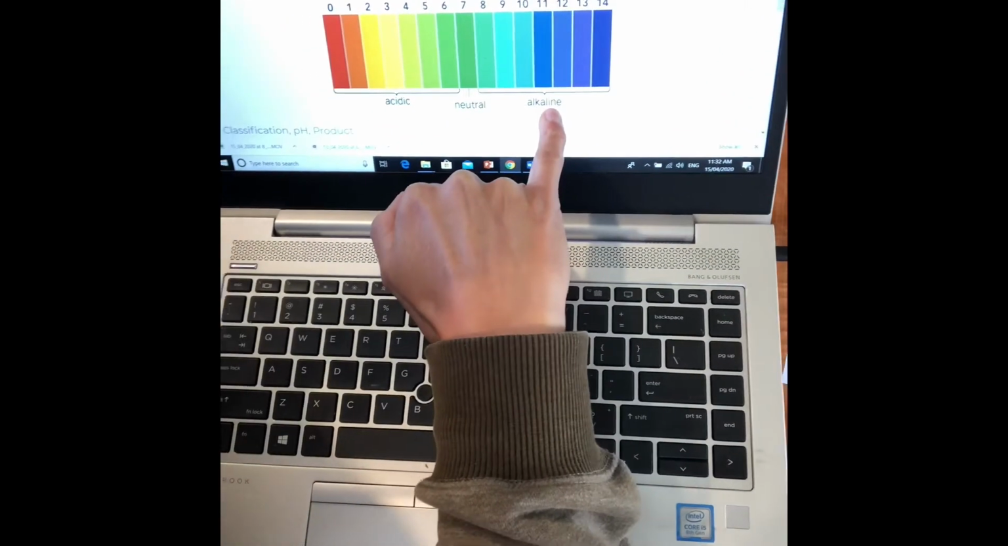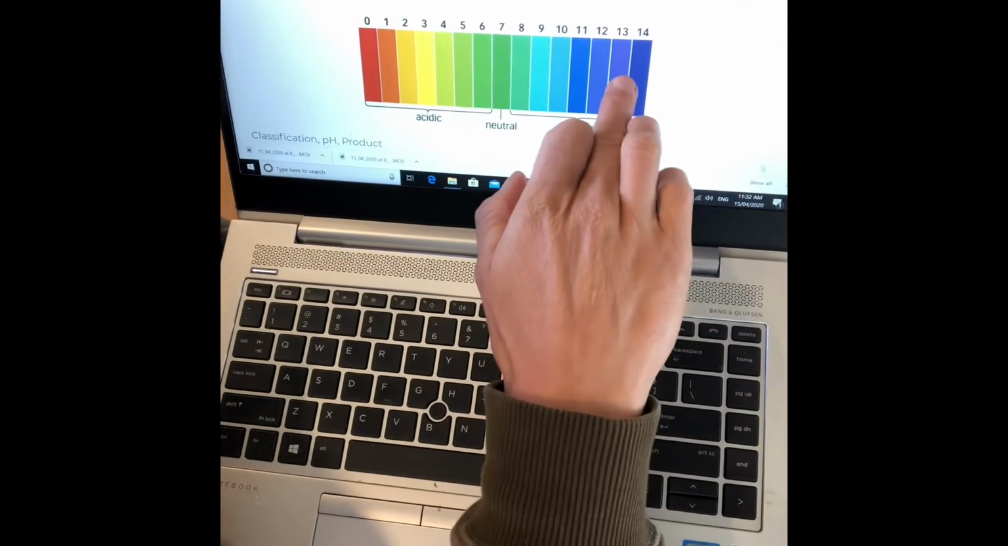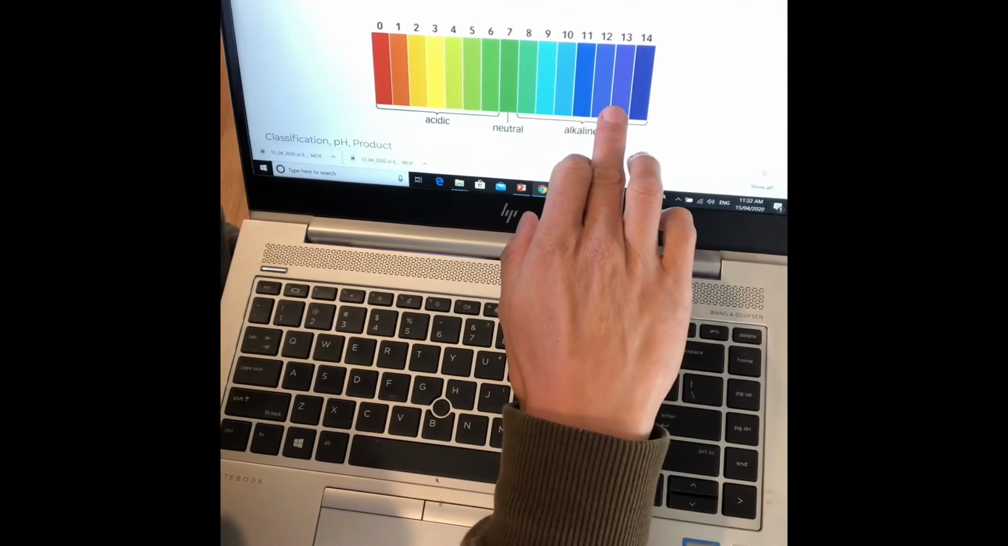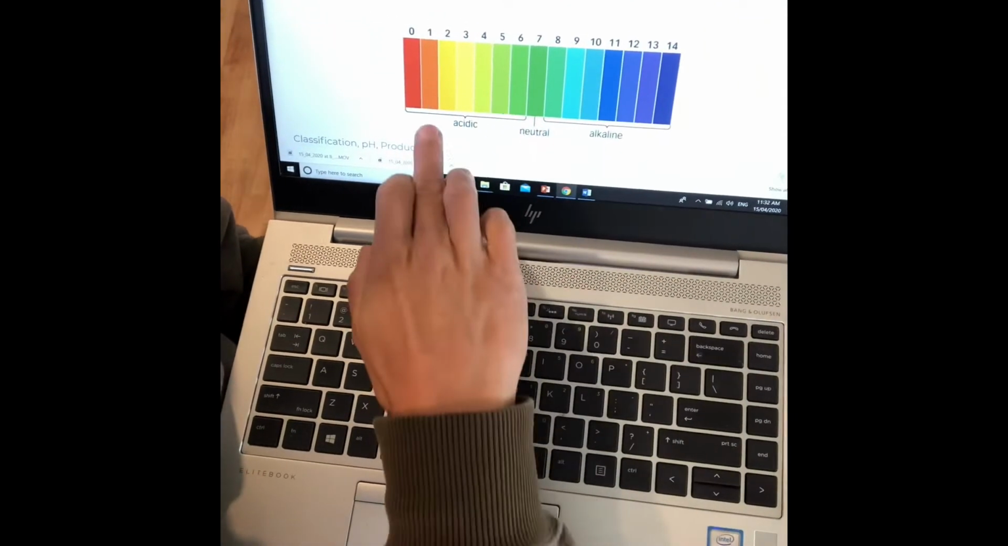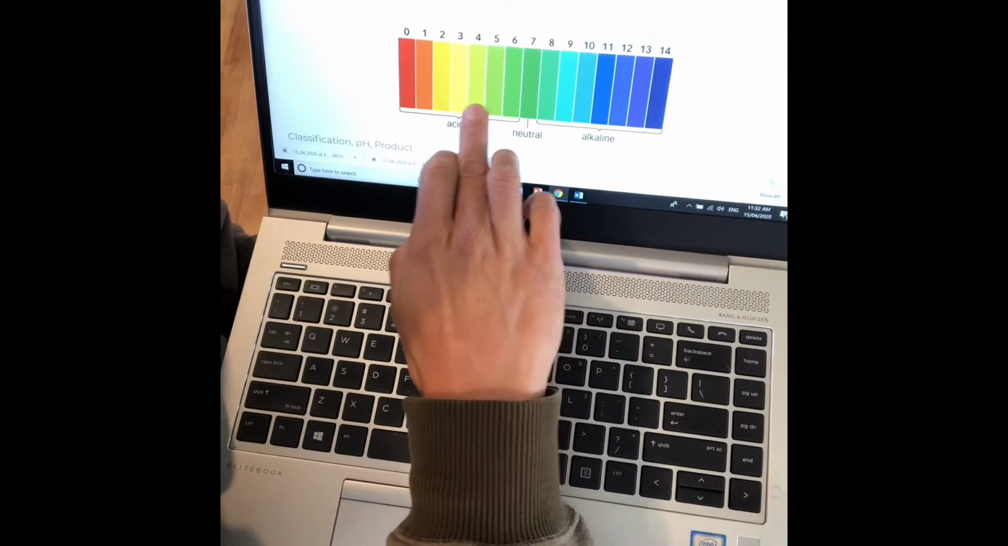Alkaline substances, or basic, we're using the words alkaline and basic together, always show up as purple or blue if you put them with a universal indicator. Acidic substances will go yellow or red or orangey.